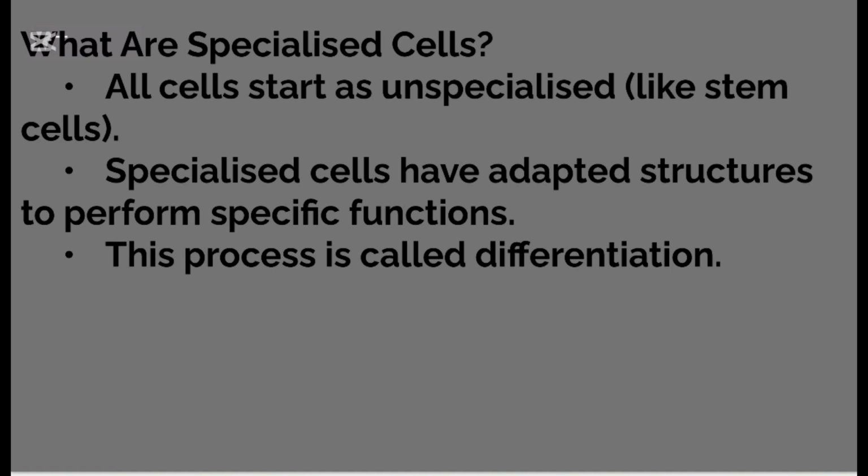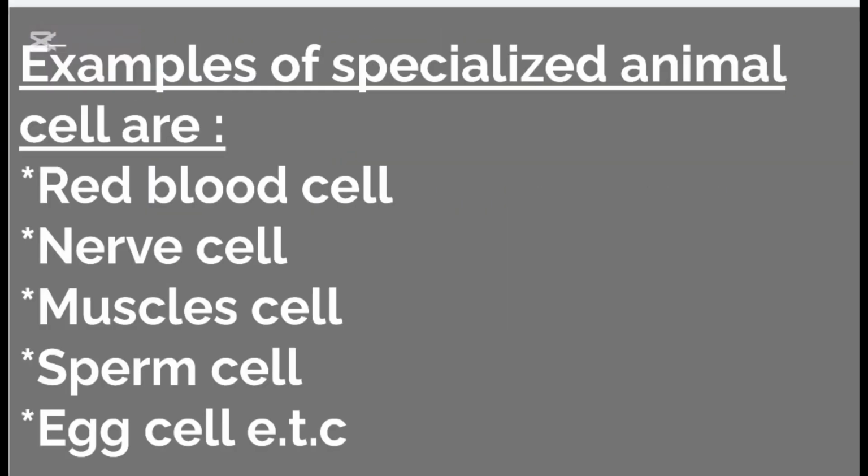Firstly, let's talk about specialized cells in animals. Examples of specialized cells in animals include the following, which are the red blood cell, the nerve cell, the muscle cells, the sperm cell, the egg cell, etc. There are many more, but we'll be having our focus on the specialized cells that have been listed earlier. So, starting with the red blood cell.